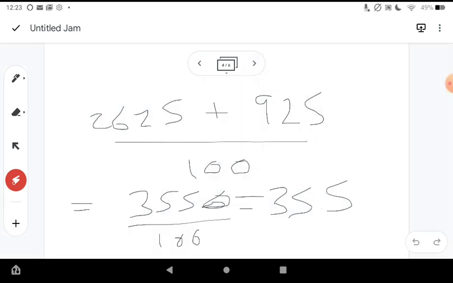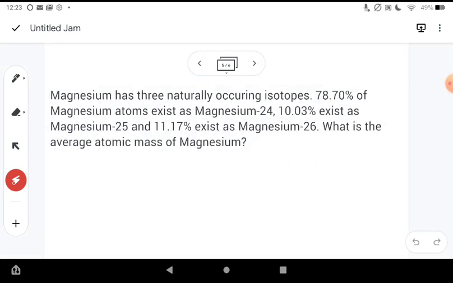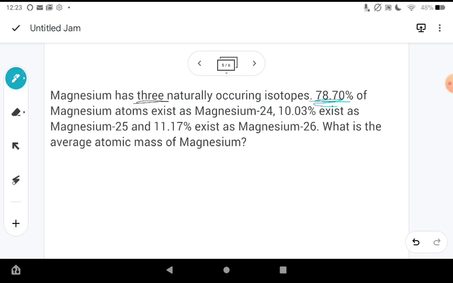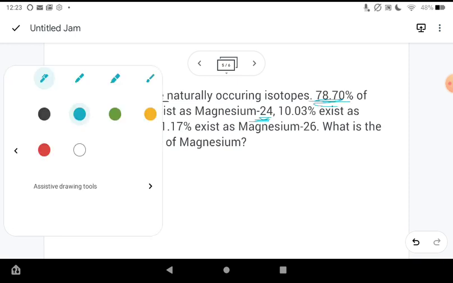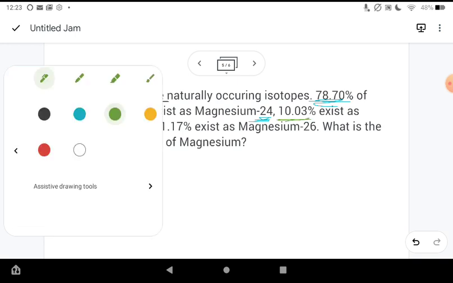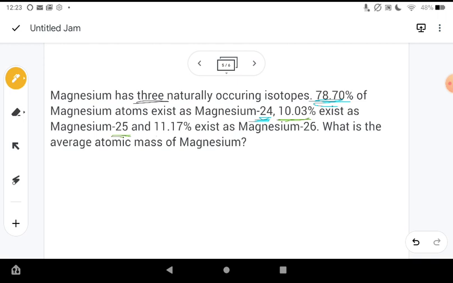However, you won't get it like that in an exam. What you'll get is more like this. And the thing with this is you need to pick it apart. So if we have a look, magnesium has got 3 naturally occurring isotopes. I need to figure out what the abundance and the mass of those isotopes are. So in this case, with magnesium, 78% has a mass of 24. Just over 10% has a mass of 25. And 11% has a mass of 26.